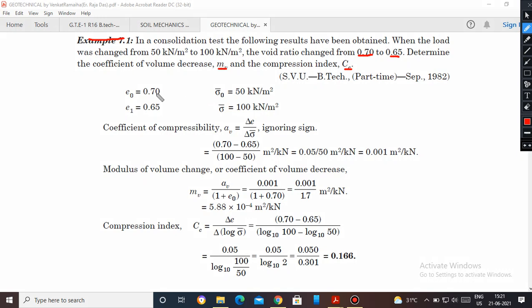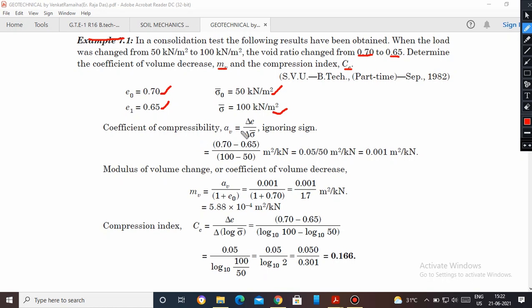And coming to here, the given data we have to write here. Initial void ratio e naught equal to 0.70, for corresponding effective stress, sigma bar naught equal to 50 kN per meter square. Whereas void ratio changed from 0.70 to 0.65, the effective stress was increased from 50 to 100 kN per meter square.